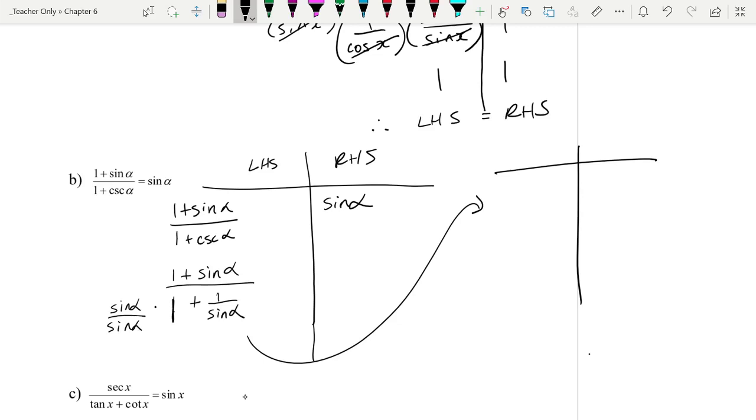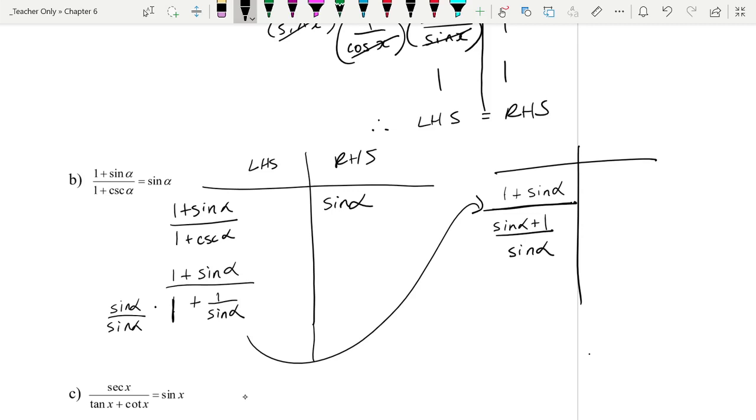So I'm timesing 1 by 1, if you really want to think about it that way, which doesn't change its oneness. But now the numerator is 1 plus the sine of alpha, and the denominator is sine of alpha plus 1 over sine of alpha. And, hey, is there any difference between 1 plus something and something plus 1?